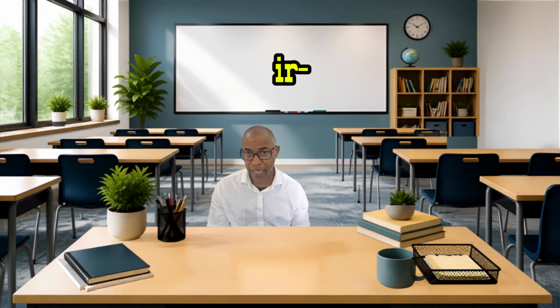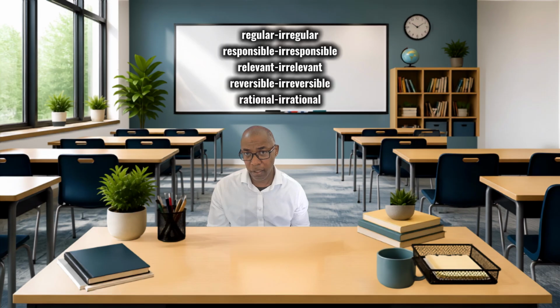Next we have ir, I-R. So this is another English spelling trick. Before R, the prefix in becomes ir. Examples are regular, irregular, responsible, irresponsible, relevant, irrelevant, reversible, irreversible, rational, irrational.